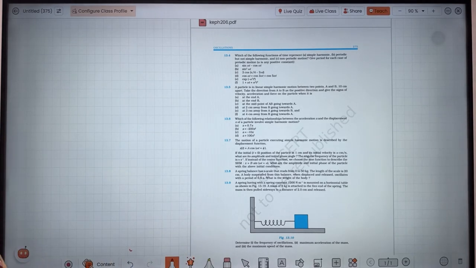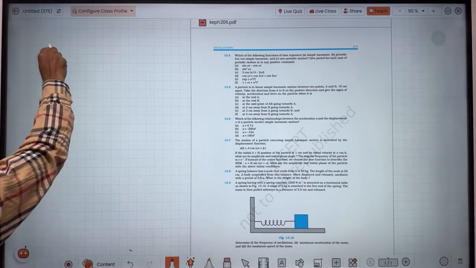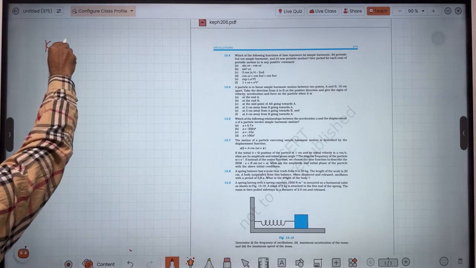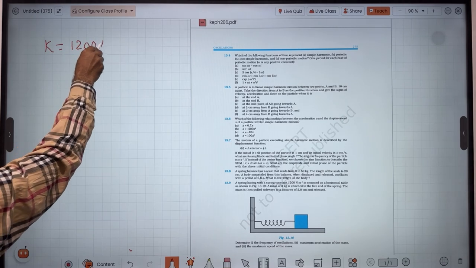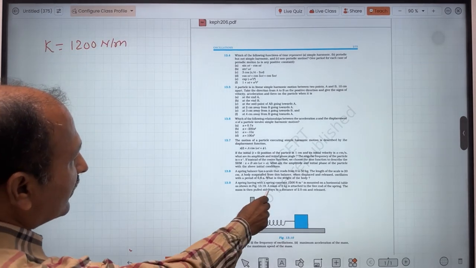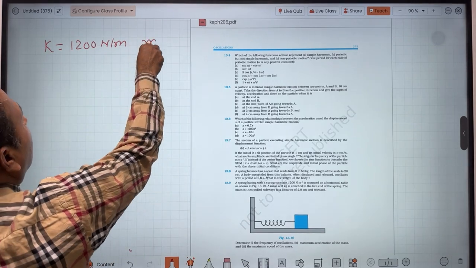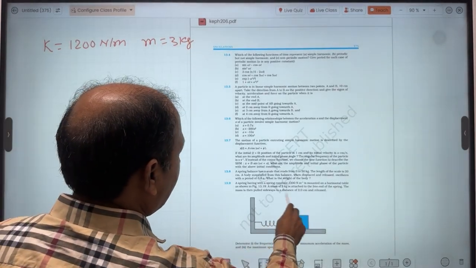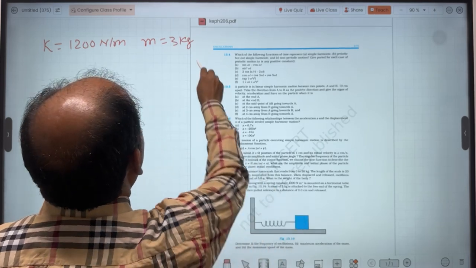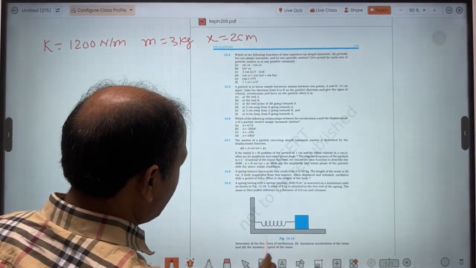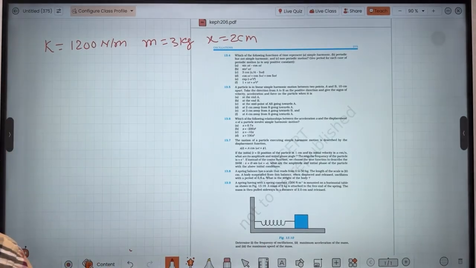So here we are given spring constant k equal to 1200 Newton per meter, and mass is given as 3 kg, and here the displacement distance is 2 centimeters, so x is 2 centimeter. What more? Nothing. Now we have to find out the frequency.